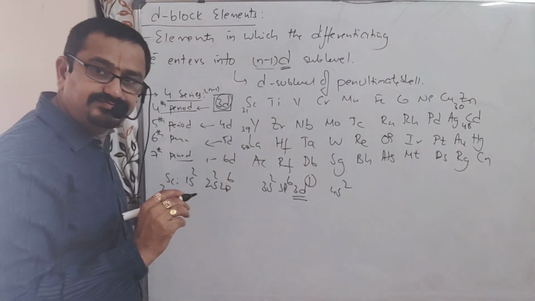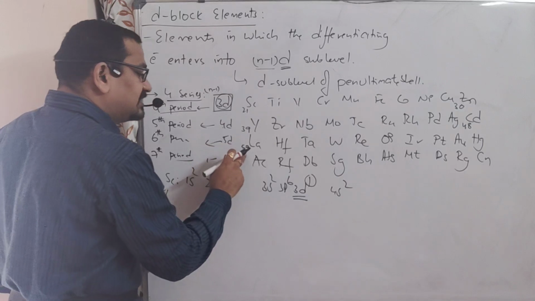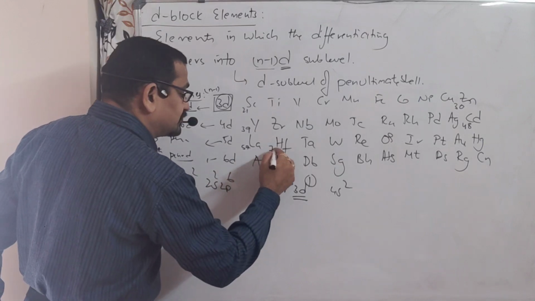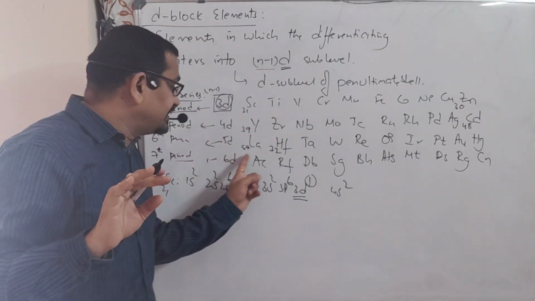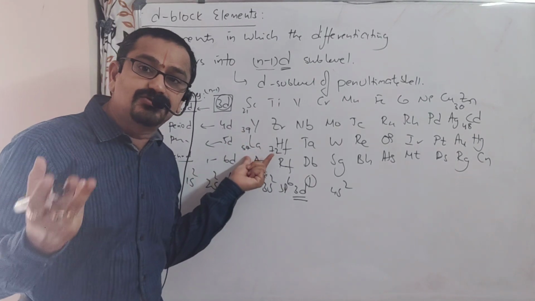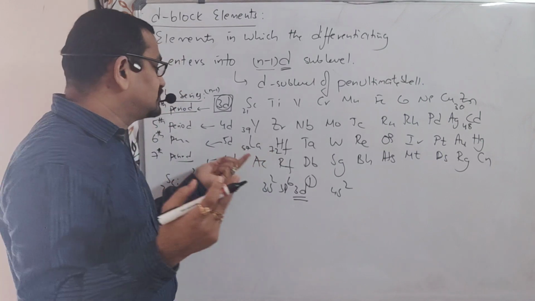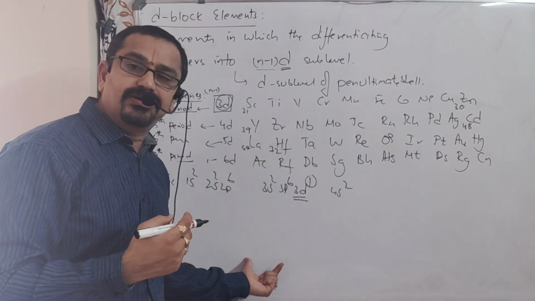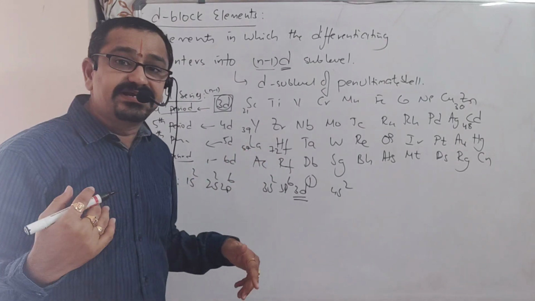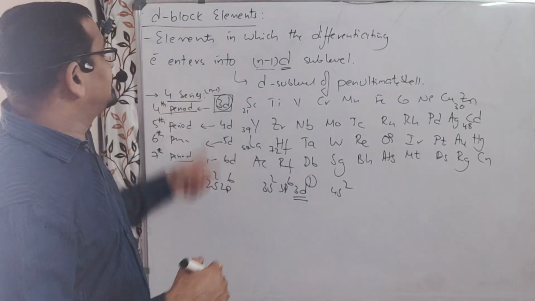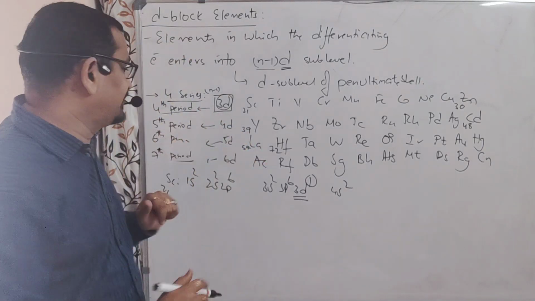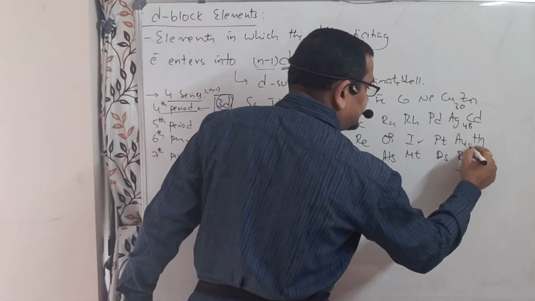This is 57. Lanthanum is 57. Immediately what we expect, the next element we expect to be 58, no? But it starts with 72. What happened? After 57, next is 72. Where are the 14 elements between 57 and 72? They were separately written at the bottom of the periodic table in F block elements. Because in those elements, differentiating electron enters into F sublevel, whereas here, we are talking about elements in which differentiating electron enters into D sublevel. You got the difference? That's why 72 to 80, it extends.